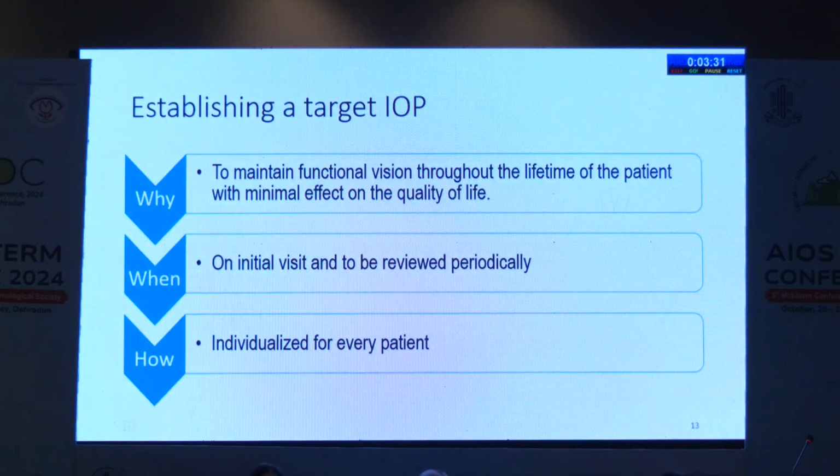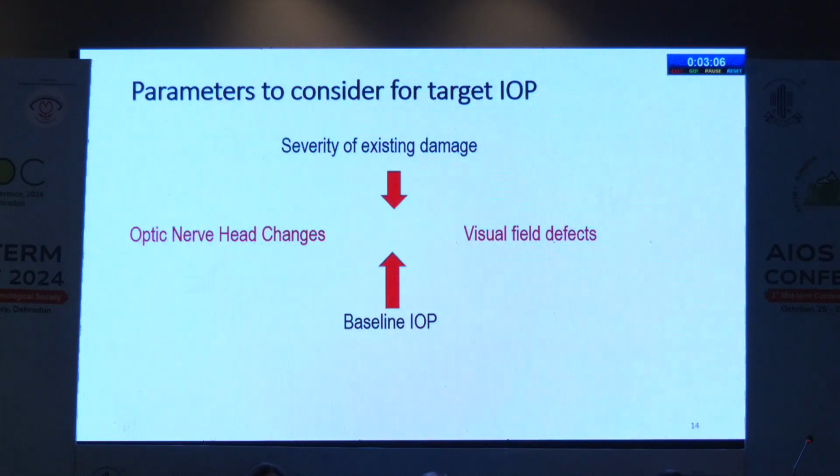So why do we want to establish a target IOP? So that we have functional vision throughout the lifetime of the patient. The second part is very important: there has to be a minimal effect on the quality of life. You don't want to bombard a patient with a lot of anti-glaucoma medications. You set the IOP on the initial visit, review it periodically, and individualize it for every patient.